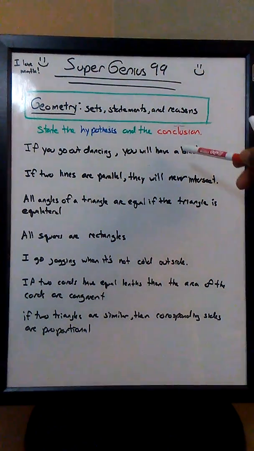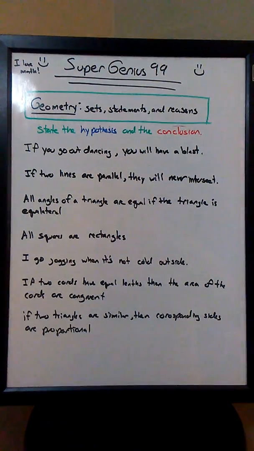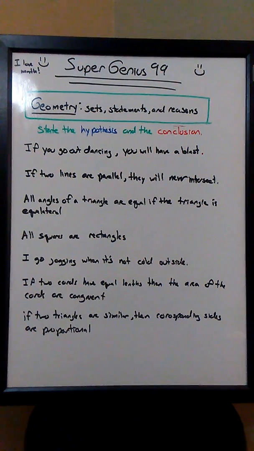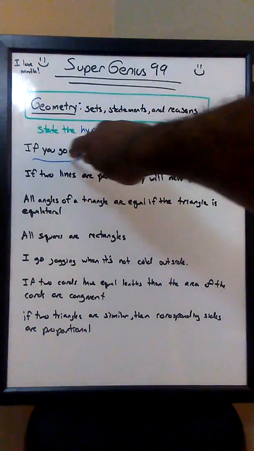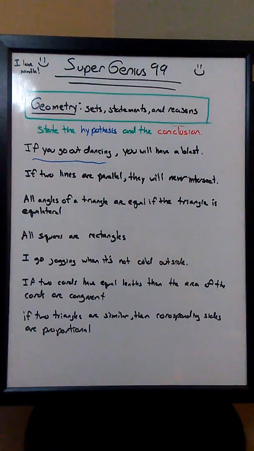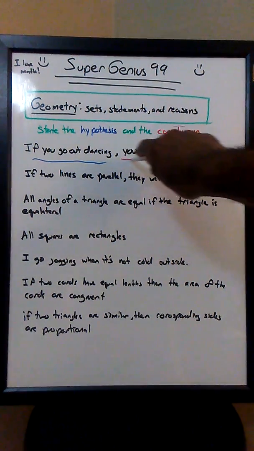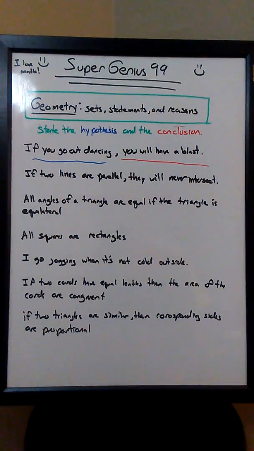So let's look at the first one. And I'm going to underline hypothesis in blue, the conclusion in red. Okay. If you go out dancing, you will have a blast. Okay, so what is your hypothesis? It's pretty easy. It's in the if statement. So if you go out dancing, and then the conclusion is you will have a blast. Okay, let's look at the next one.